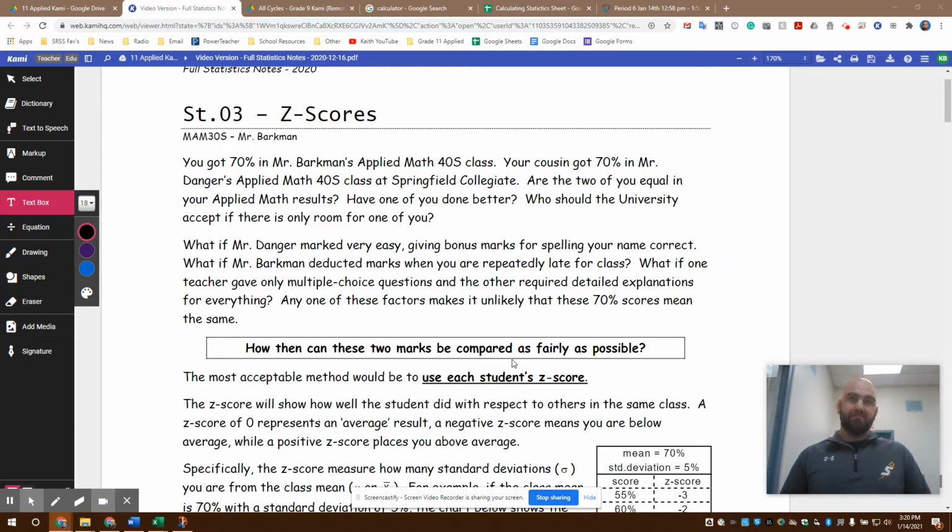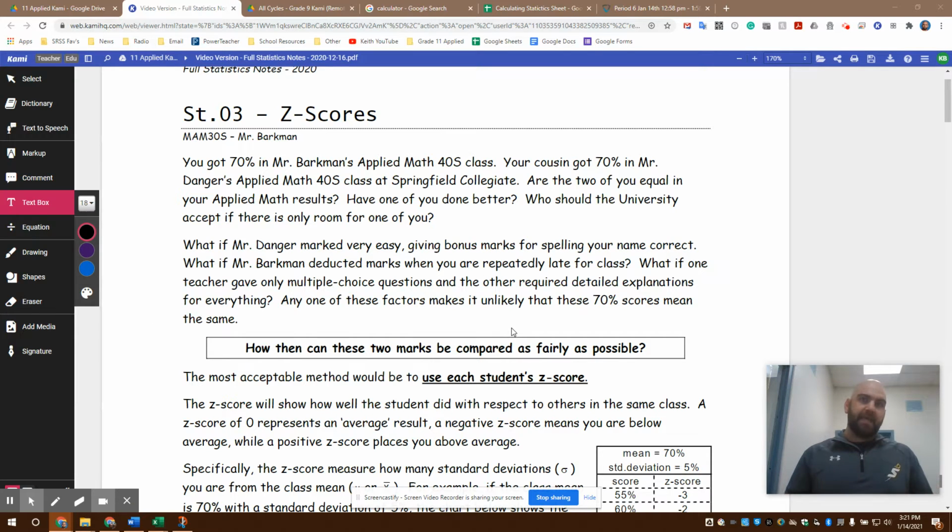Has one of you done better? Should a university accept one of you or the other? Should one of you get a scholarship and not the other? If there's only room for one, who should get the call? If we look just at the mark, 70% is the same as 70%. Done. But as you all know, being in a different class could make a difference on your mark. Your 70% might actually be better than somebody else's 70% based on the teacher that you have. Some teachers mark a lot more difficult than others. Some give extra bonus marks. All of those things come into play.